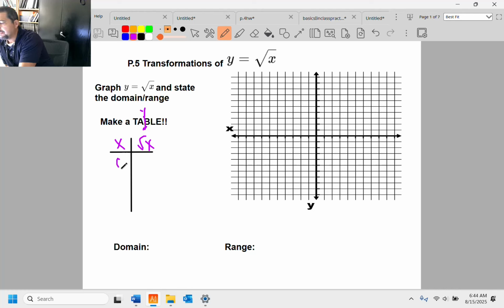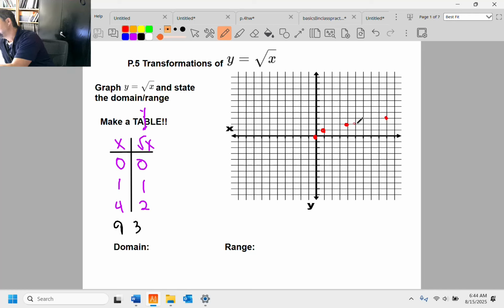And the smallest number that you can take the square root of and be real is 0, and the square root of 0 is 0. The second smallest number you can take the square root of is 1, and the square root of 1 is 1. And the third smallest number you can take the square root of is 4, and the square root of 4 would be 2. Now, if you wanted another point here, you could do like 9. Square root of 9 is 3. But 3 points is enough. So 0, 0's on the graph, 1, 1's on the graph, 4, 2's on the graph. And like I said, if you wanted to, you could do 9, 3.